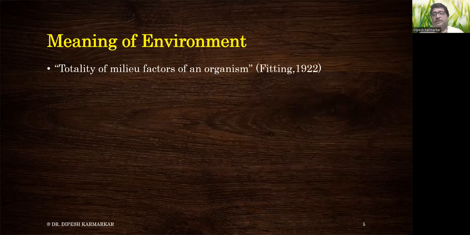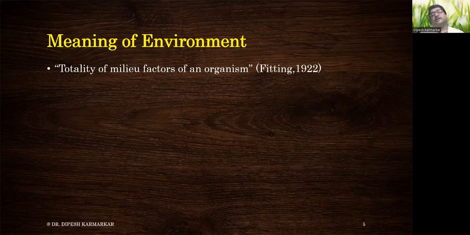Fitting in 1922 defined environment as a totality of milieu factors of an organism. What is a milieu factor? Milieu factors include all those physical and social elements in which we are functioning. So it is all about the physical and social setting of an organism, and totality is putting all of them together. This is very important. It's not one element of environment that affects us, but all of them in totality, right? For example, if you're sitting in a classroom, you're surrounded by your friends, but you're also surrounded by many non-living things, such as the benches, the walls, the table and chairs, etc. All this put together becomes part of your environment.